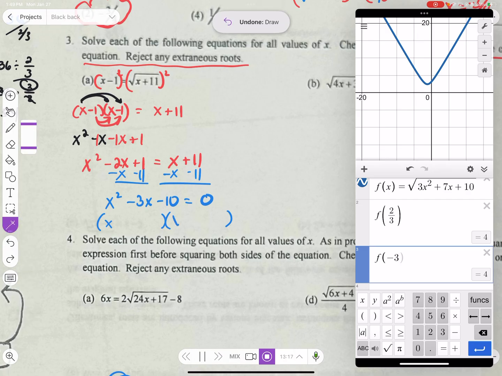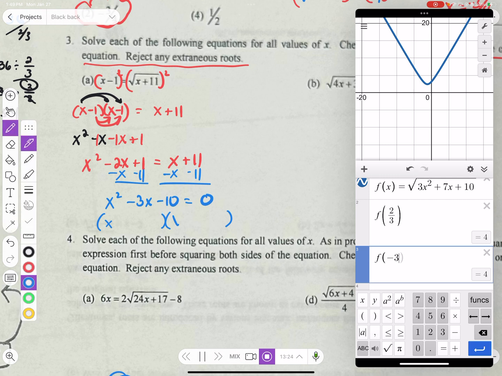This time I don't have to do a times c because my a is just 1, so 1 times 10 is still 10, or -10. Now they got to multiply to give me -10. I'm going to use a 2 and a 5 because 2 and 5 have a difference of 3.